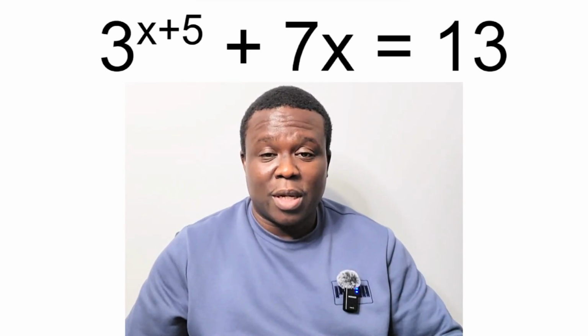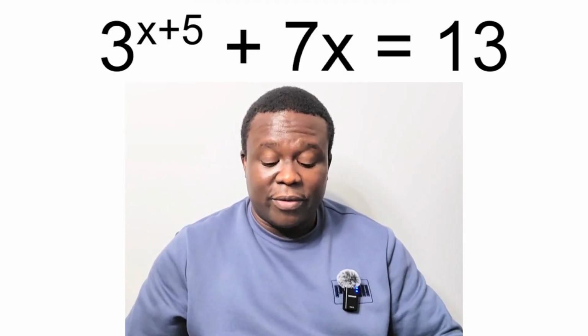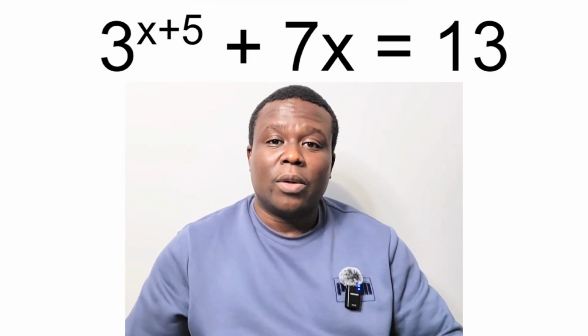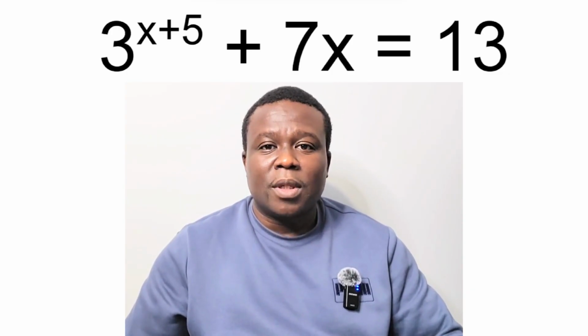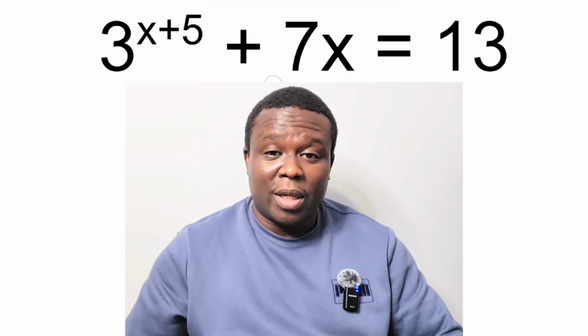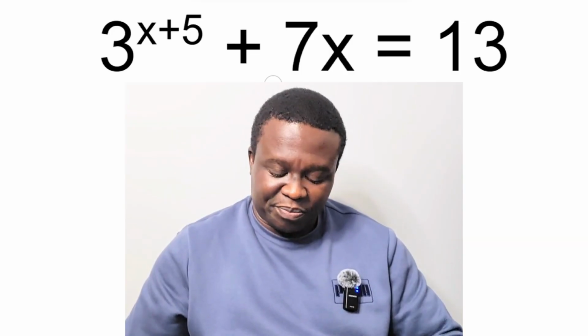We have a question on our board. We have that 3 raised to the power x plus 5, plus 7x, is equal to 13. And we're asked to find the value of x. Now we're going to employ the Lambert W function in solving this question. So let's get right into it together.